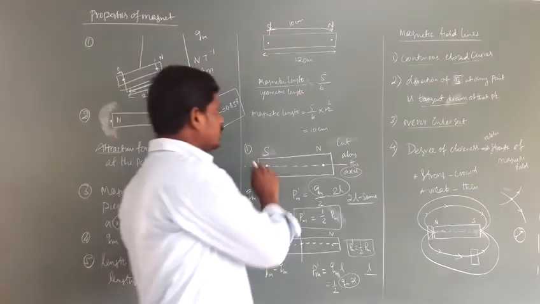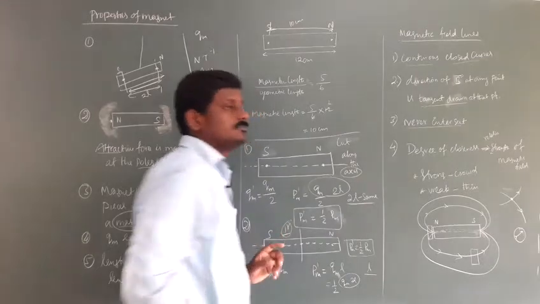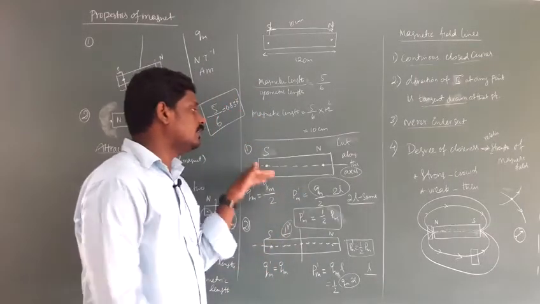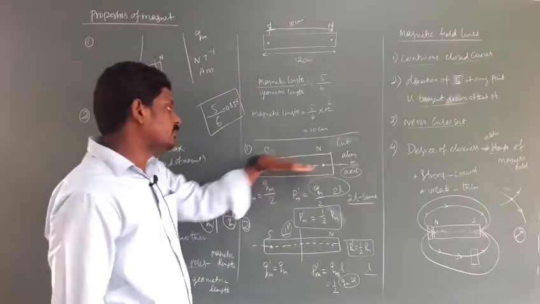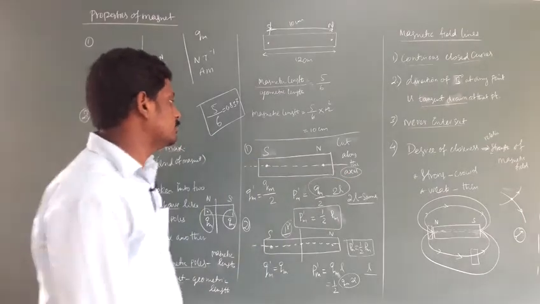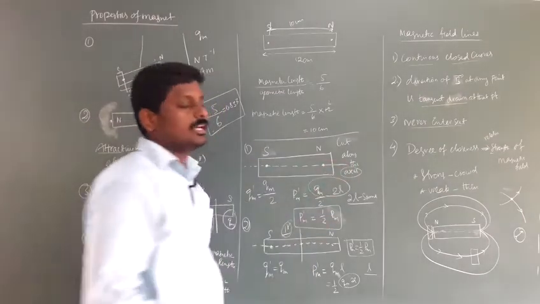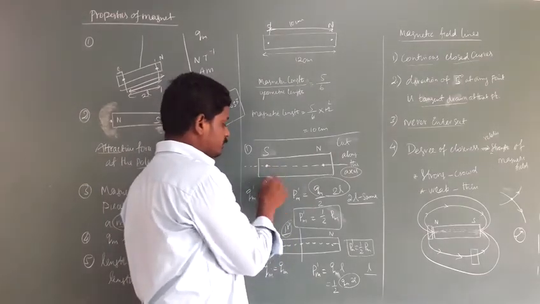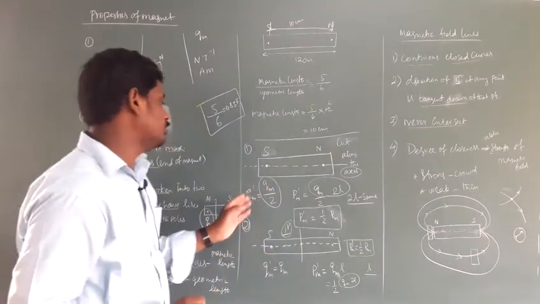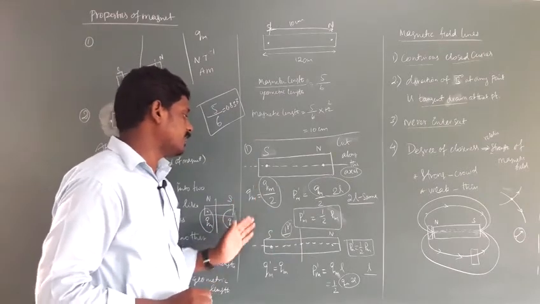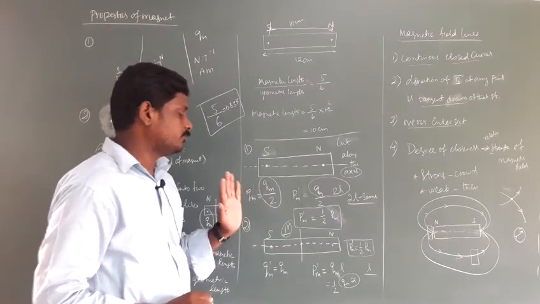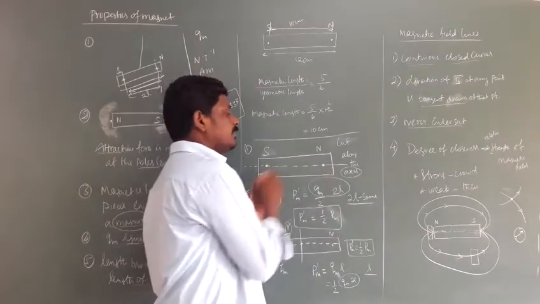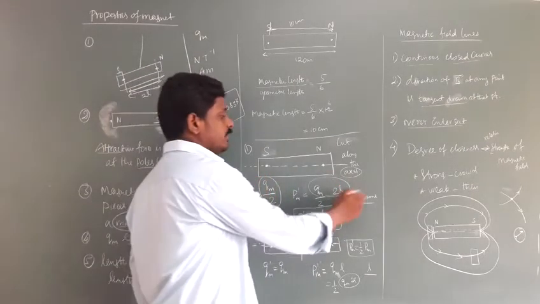If you cut a magnet into two halves along the axis, what will happen? The magnet is cut into two along the axis. Here the pole strength is divided by 2. So Qm dash after cutting is Qm dash equal to Qm by 2, but the length remains the same, that is 2L is the same.